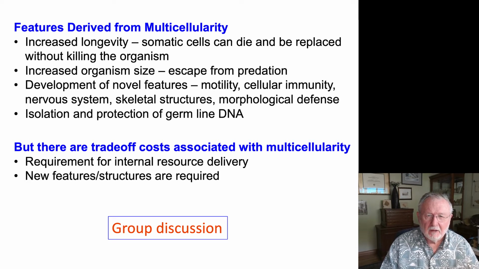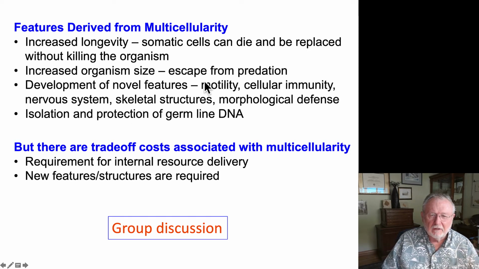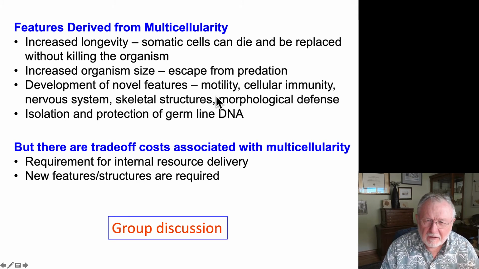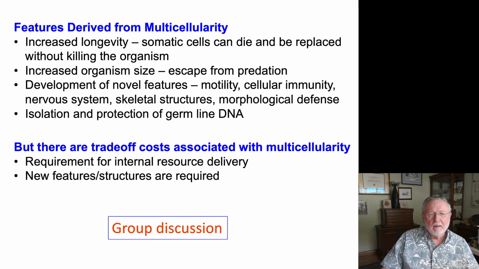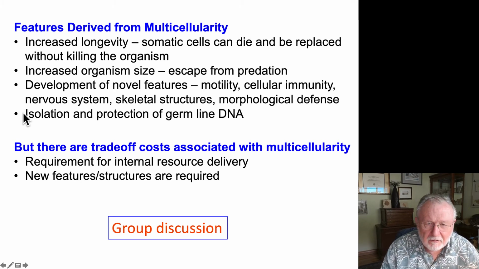Mobility: the ability to crawl, the ability to walk, the ability to fly. We find the evolution of cellular level immunity systems, communication through nervous systems, structure through skeletal systems, and morphological defense, whether it's the armor on a stegosaurus or the shell of a clam. And probably most interesting to me, we find the isolation and protection of the germline DNA. You know them in the form of sperm and egg.